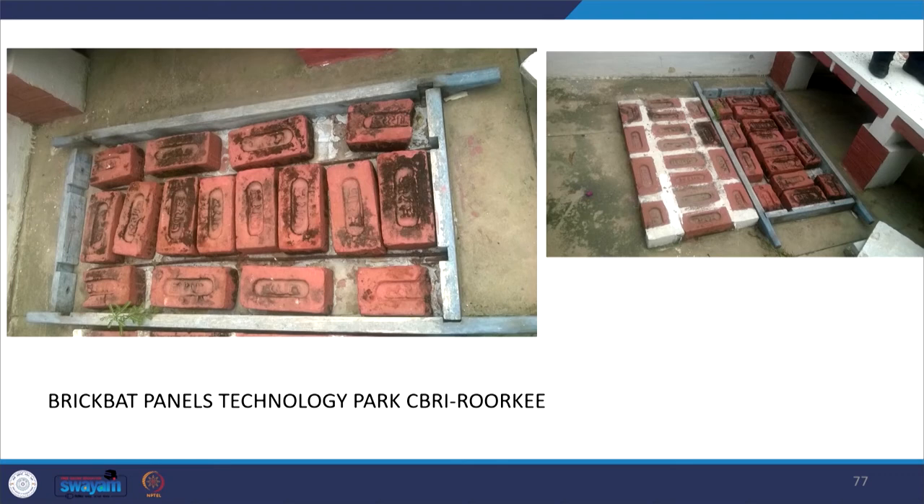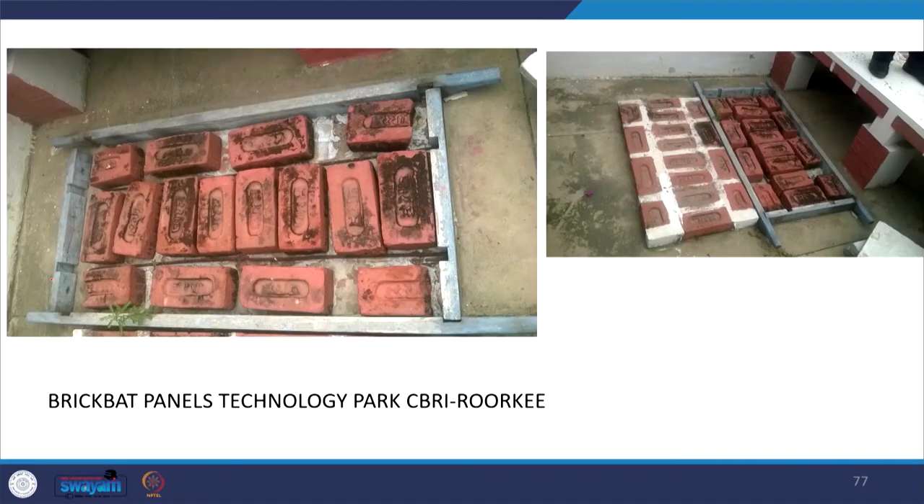But now I'm going to talk about some other systems which have been implemented in housing projects. In the past, we have also discussed the earthen technologies, adobe constructions, and the compressed stabilized blocks. So now I'm also going to talk to you about prefab understanding at small scale or medium scale housing projects. These are developed by the CBRI, and are referred to as brick bat panel technology. The photographs are from the technology park.